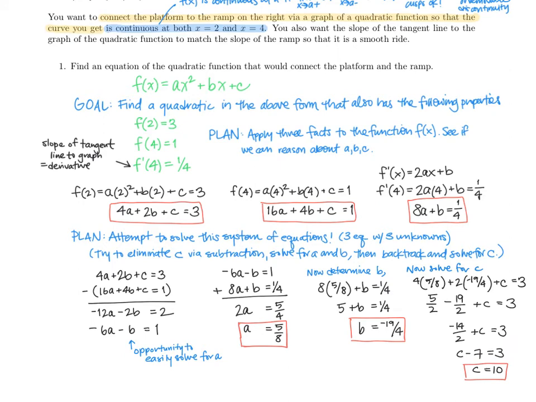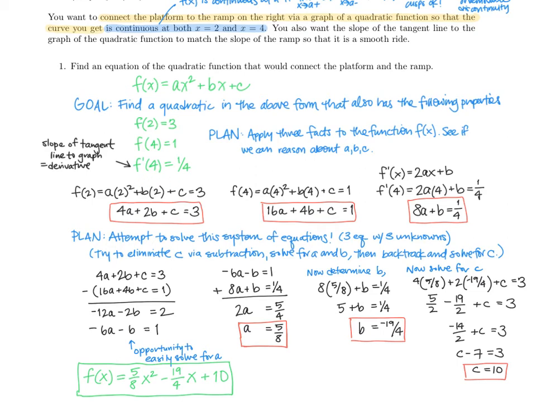All right, I've solved for a, b, and c. And so my answer is apparent to me. I'm plugging it into our original quadratic format, and now it's going to be 5/8 x squared minus 19/4 x plus 10. Now, what would a reasonability check be? Well, I want to make sure that the 3 things I need it to do, it's actually doing. I need to make sure that the function value at 2 is 3, the function value at 4 is 1, and the first derivative at 4 is 1/4.